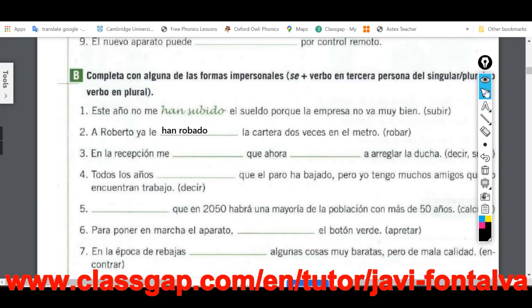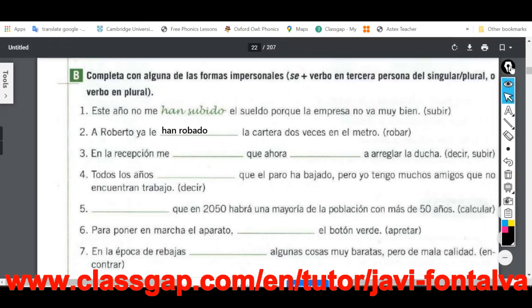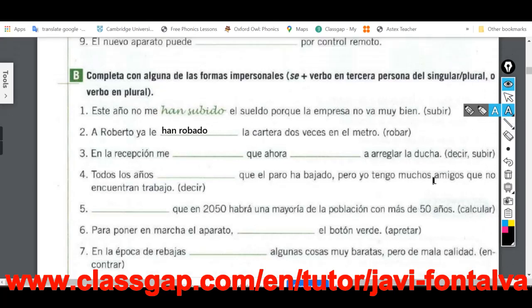Okay, let's try the next one, number three. En la recepción me han dicho que ahora han subido a arreglar la ducha. Arreglar means to fix or repair.